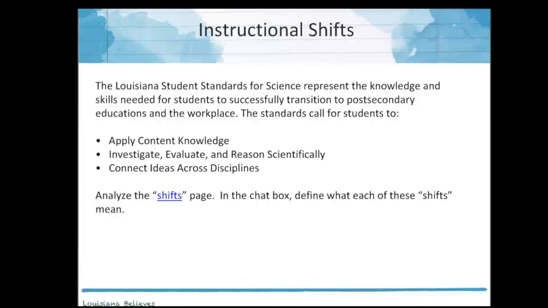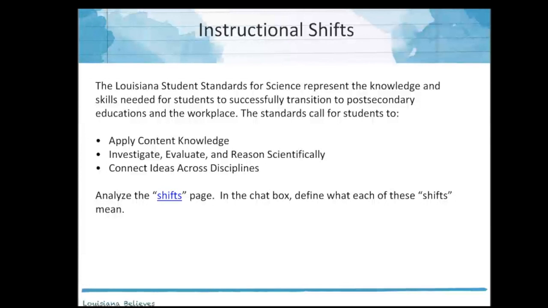So the very first thing that we expect with the new standards is, number one, students should have the ability to apply content knowledge. Number two, students should investigate, evaluate, and reason scientifically. And number three, students should have the ability to connect ideas across different disciplines of science.